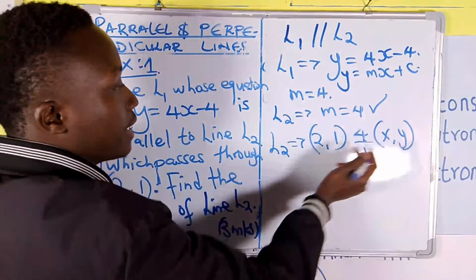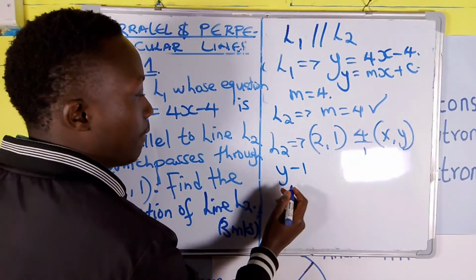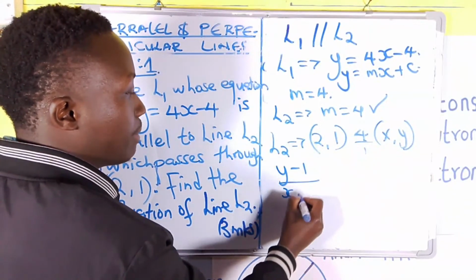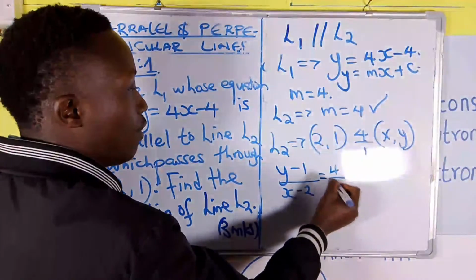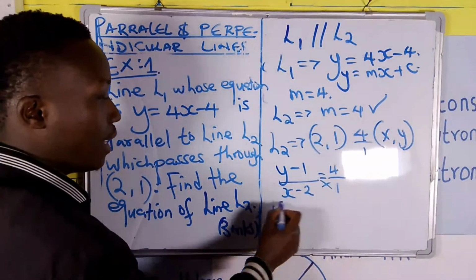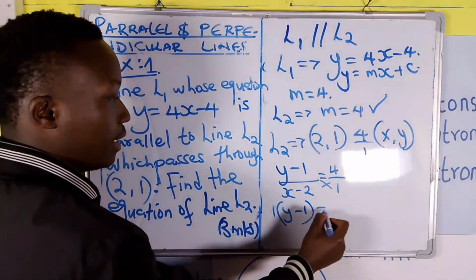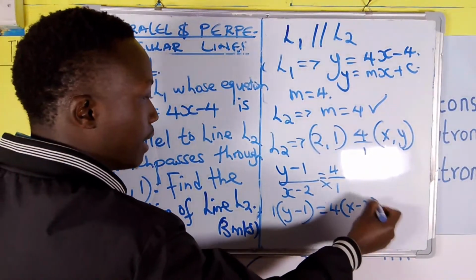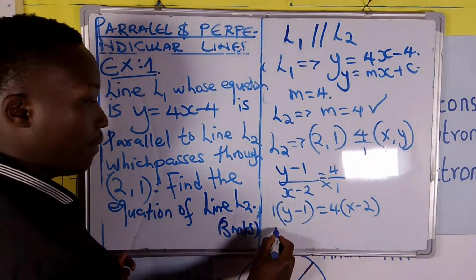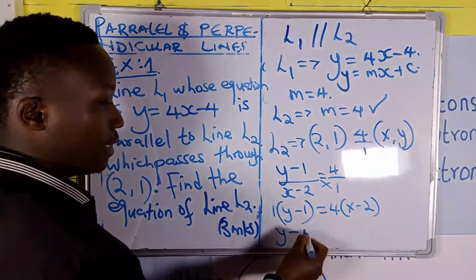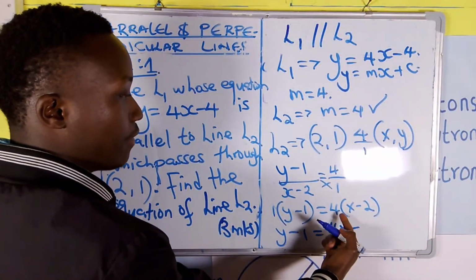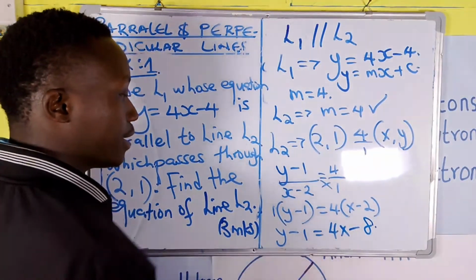And we will now take the change in y, which is y minus 1, over the change in x, which is x minus 2, is equal to 4 over 1. And by doing so, we will get 1 into brackets y minus 1 is equal to 4 into brackets x minus 2. So when we get that, we will now take 1 multiplied by y is y, minus 1 times 1 is equal to 4 times x is equal to 4x, minus 4 times 2 is equal to 8.